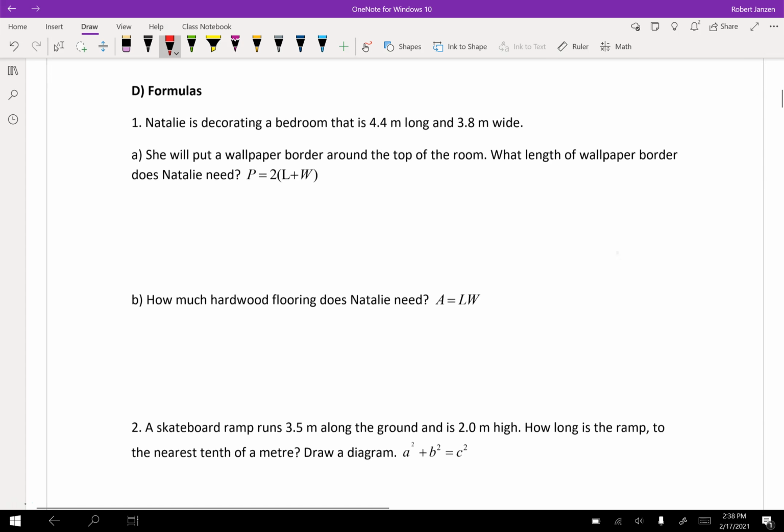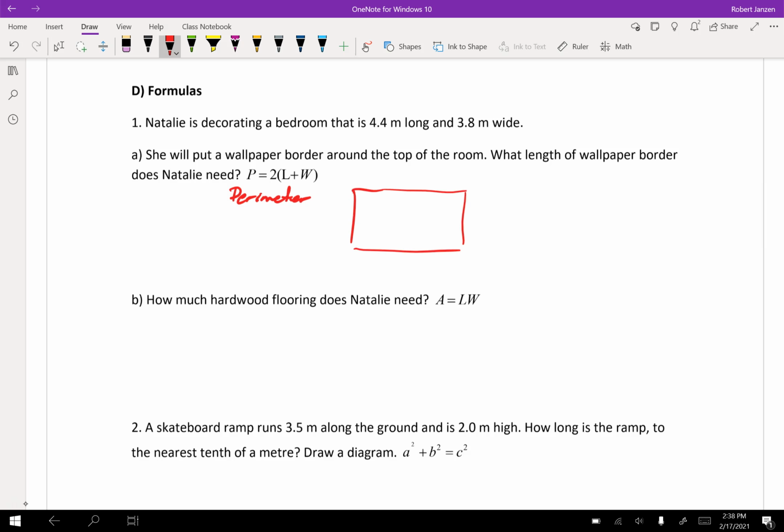Okay, next, some formulas. Do we remember some of these formulas? Perimeter, area, volume, things like that. Okay, first of all, if you're decorating a bedroom and you want to know how much wallpaper you need, the length of the wallpaper border, okay, just the border, this is perimeter. P is perimeter. If you think about perimeter, it's just the distance around the shape.